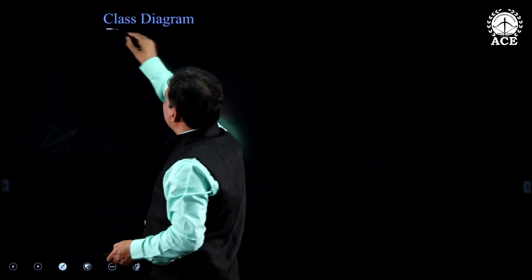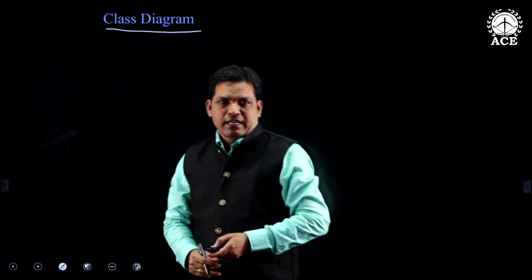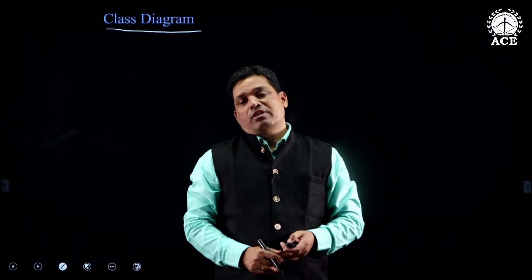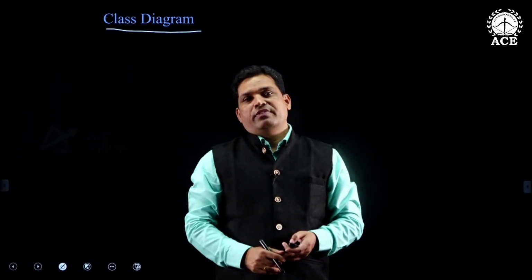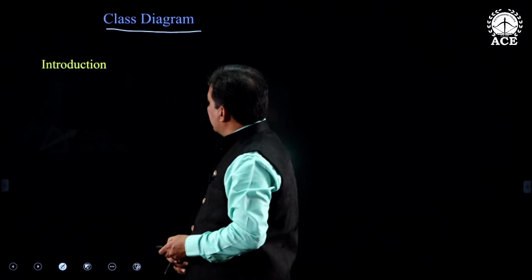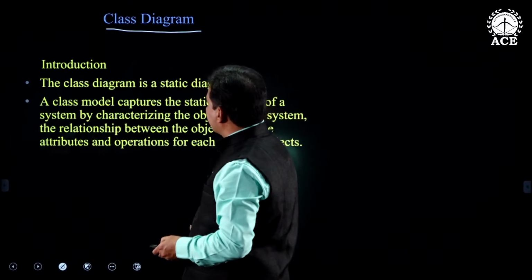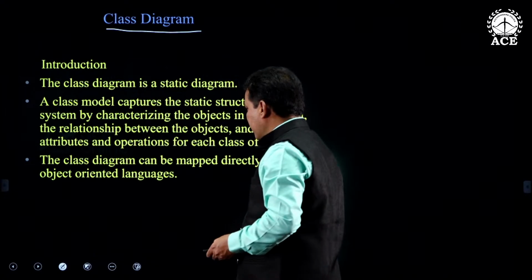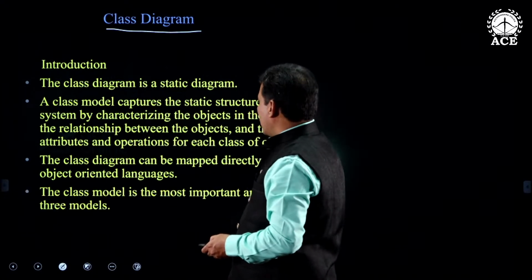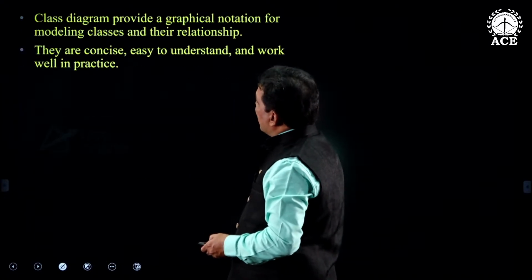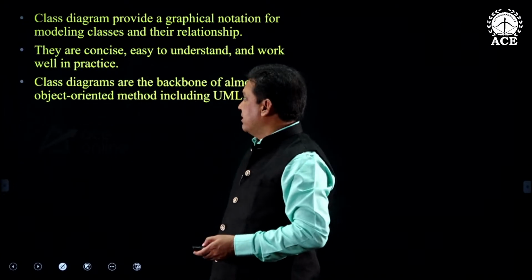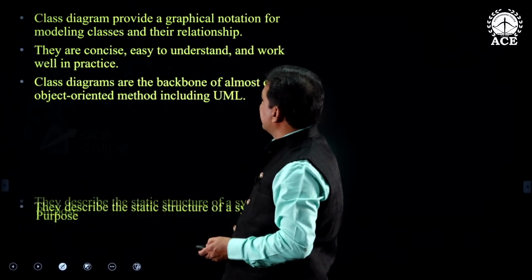Coming to the class diagram, what is the importance of a class diagram? Class diagrams are used for modeling the static view of a software system. That is the introduction to the class diagram: the static view of a software system can be modeled using a class diagram. How to model a class diagram for an ATM application, we'll see now, right?